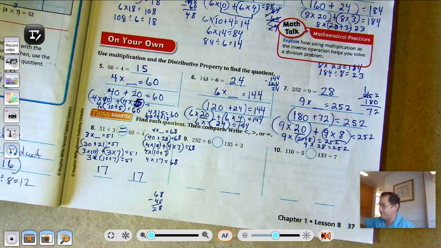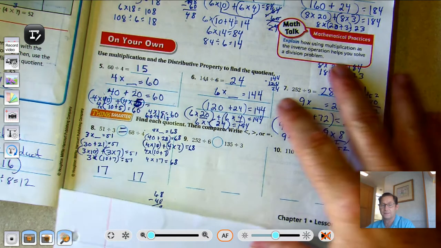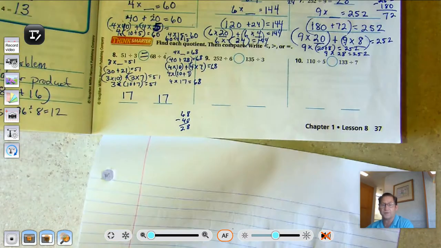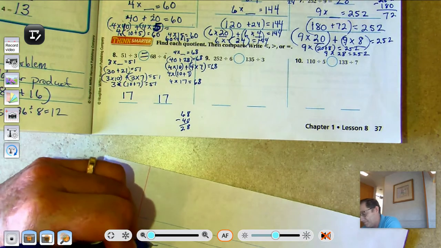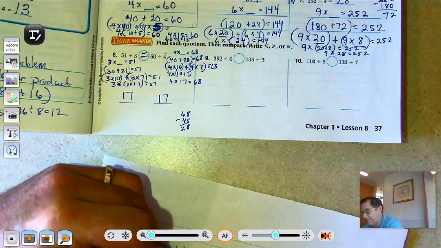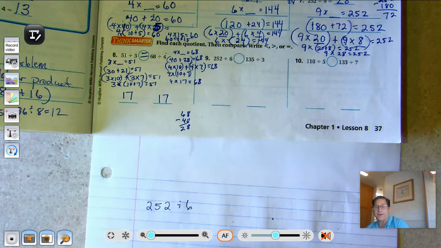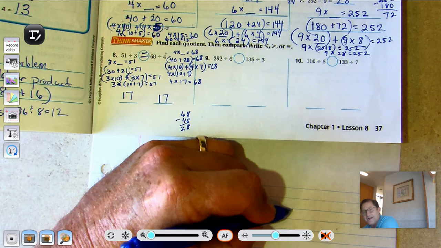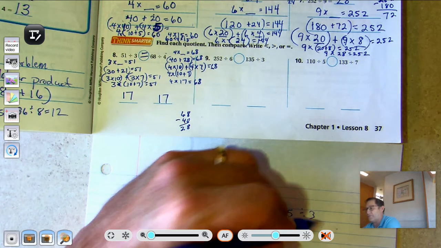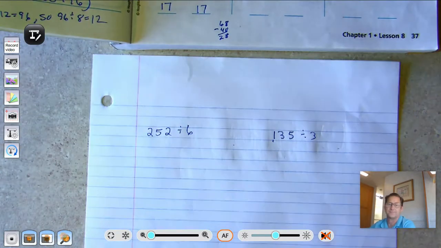I just want to make sure I had enough space, so I'm going to go ahead and write these on this piece of scratch paper. 252 divided by 6 compared to 135 divided by 3. All right, so let's look at this.